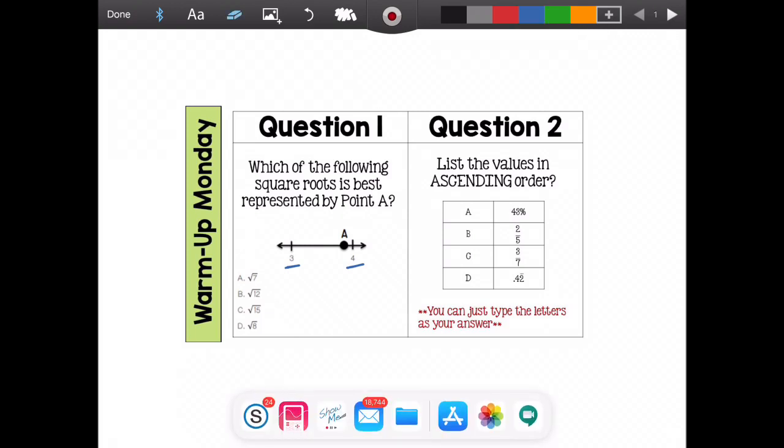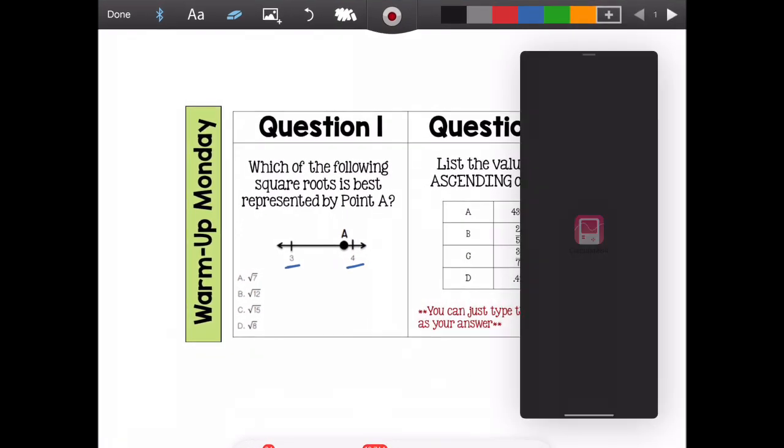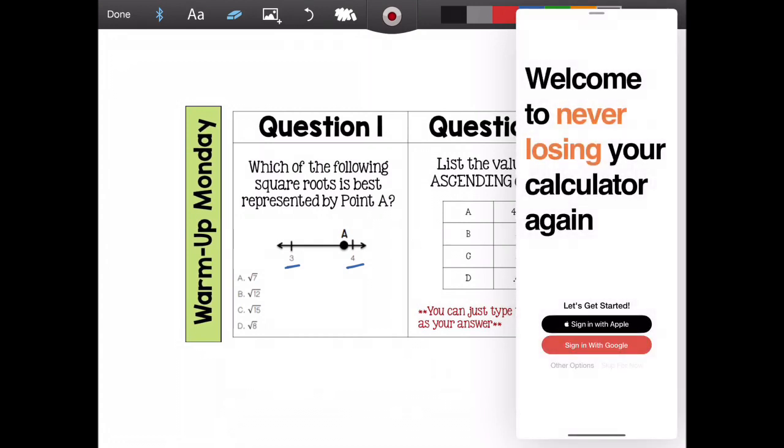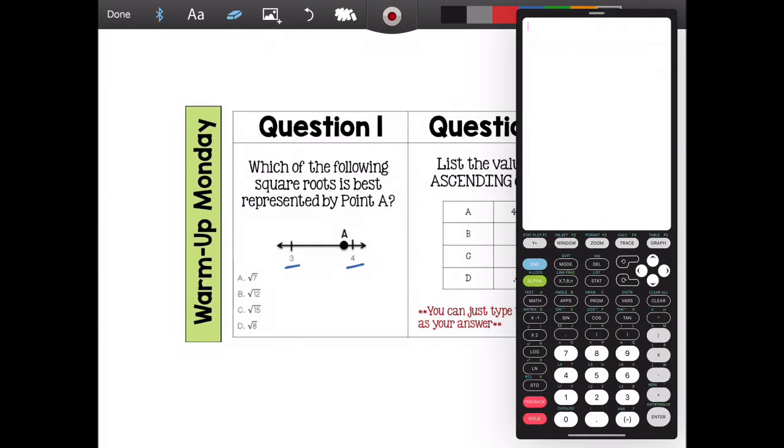All right, so I'm going to pull out my calculator. Now, we're just going to plug them in as we go. Again, our numbers should fall between 3 and 4. If we notice point A is closer to 4 than it is to 3, so that should help us judge which answer choice is correct.